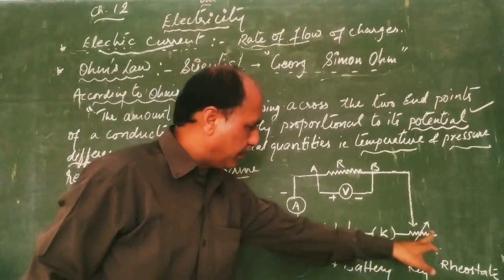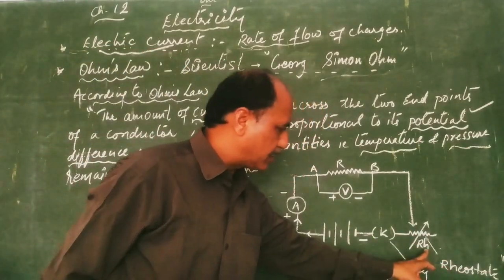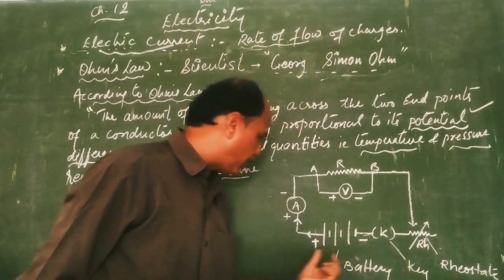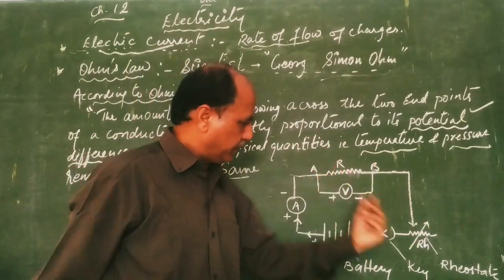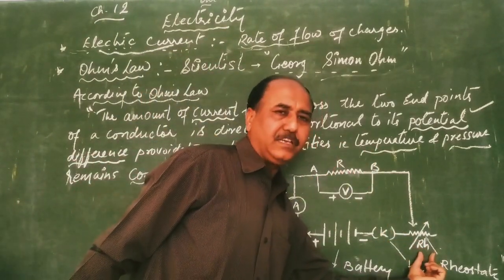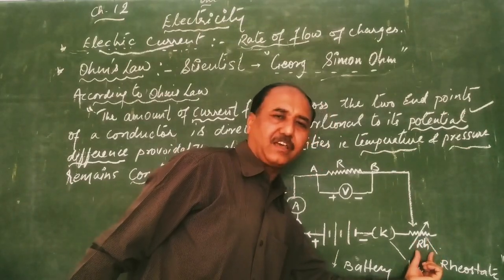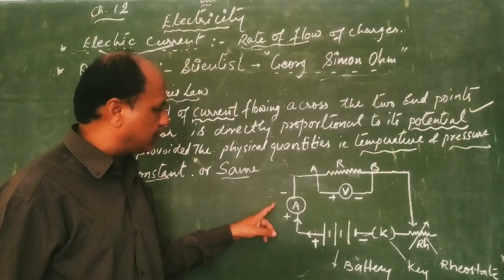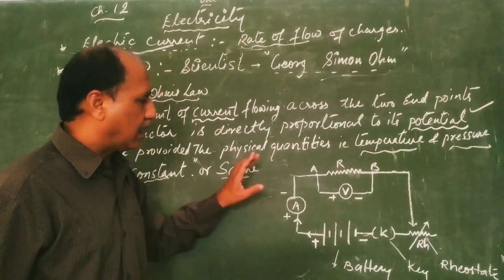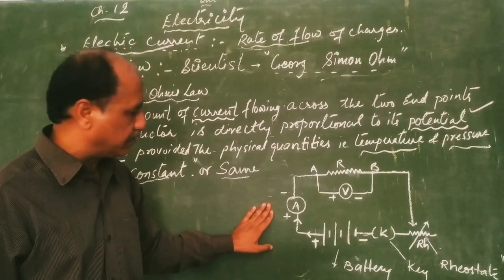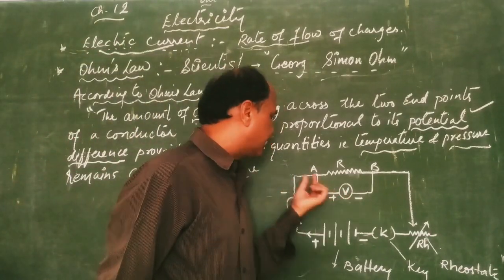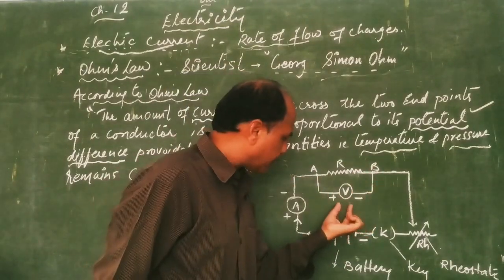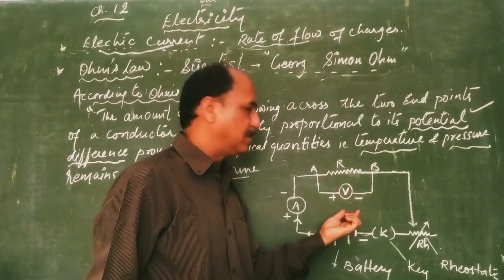This is a key again. Now the rheostat, we call this a variable resistance. It can vary the amount of current flowing through our circuit. So by changing this variable resistance, we can change the current flowing through the circuit. The ammeter measures the amount of current flowing through the circuit, and the voltmeter, which is connected across the ends of the resistor, that is point A and point B, will measure its potential difference.